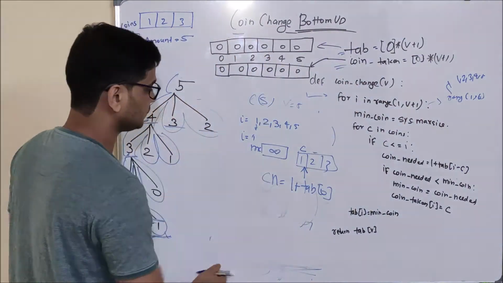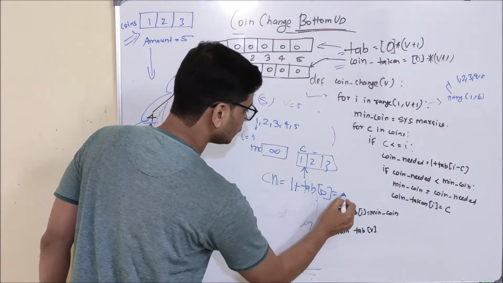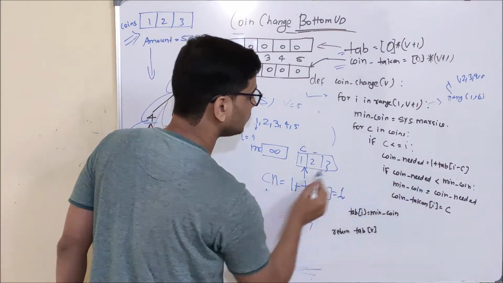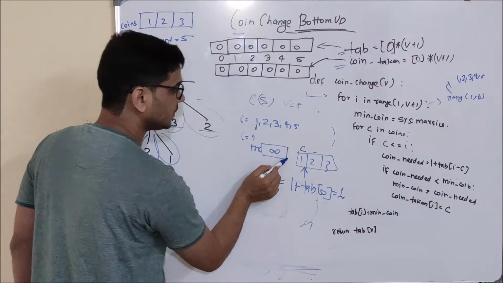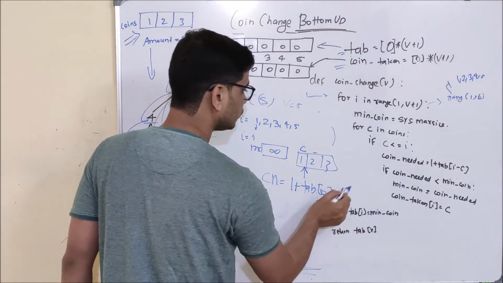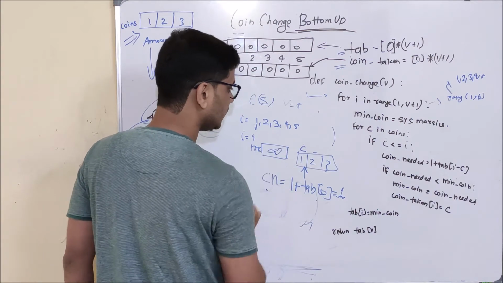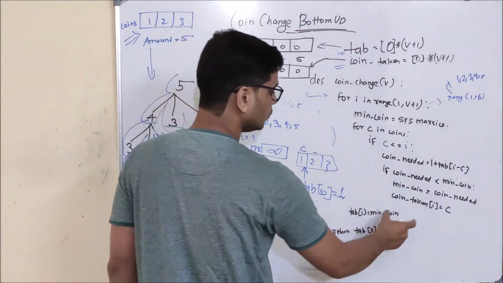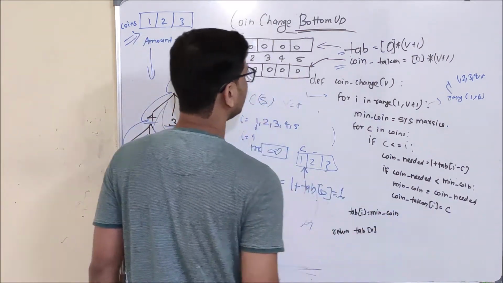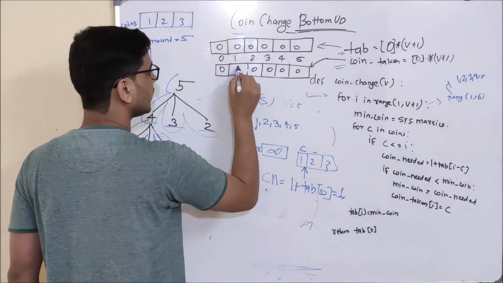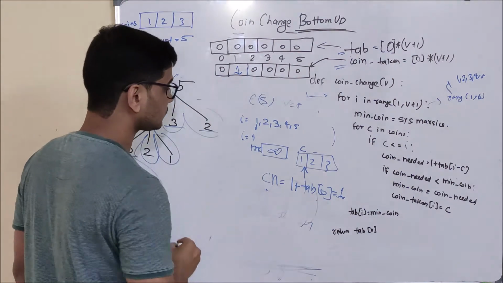Now let's see. 1 plus tab of 0 will be equal to 1, and I am going to compare coin needed with min coin. Min coin is infinity and coin needed is 1. So 1 is smaller than min coin. So what I will do is I will update infinity here with 1, and next, in coin taken of i, I am going to update c. This is my coin taken of i, and here I will update c, that is, I will update 1 here.